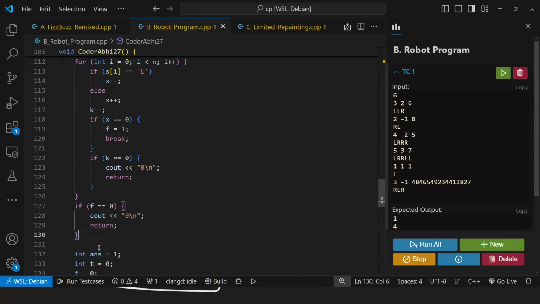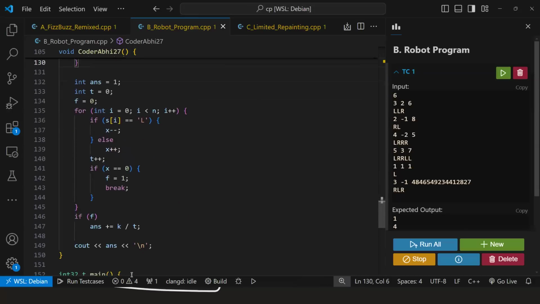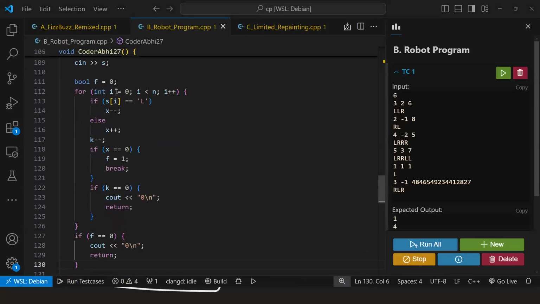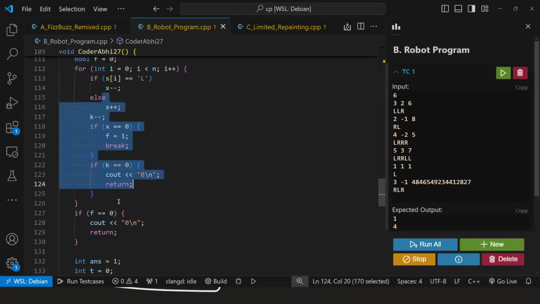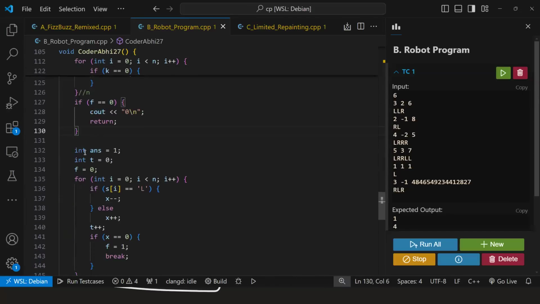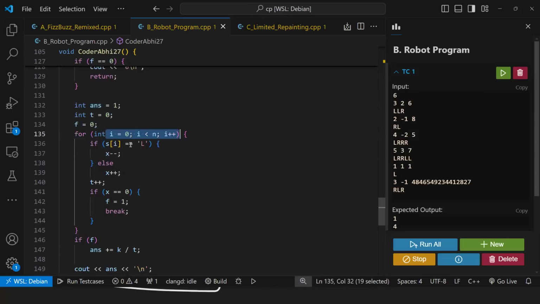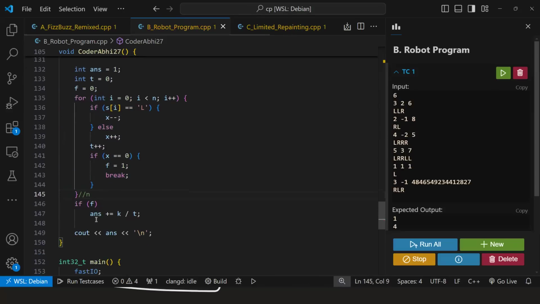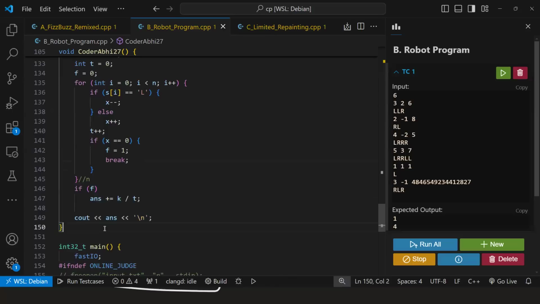I hope this is clear to everyone now. If there are any more doubts, you can ask. If you analyze the complexity, I'm running a loop n times at max. These are all if else conditions, O of 1, so this is order of n. Then this loop is running n times, and these are just if else conditions, so this is at max order of n again.